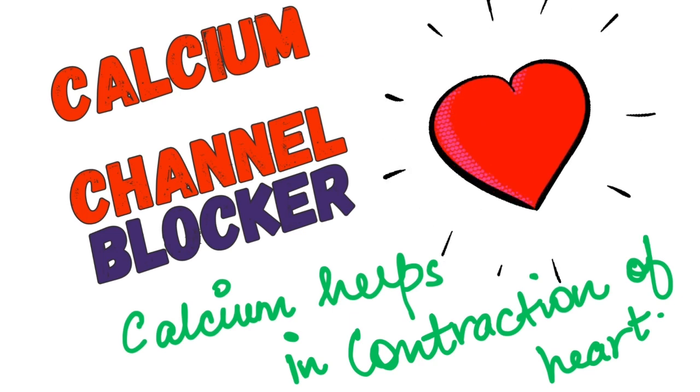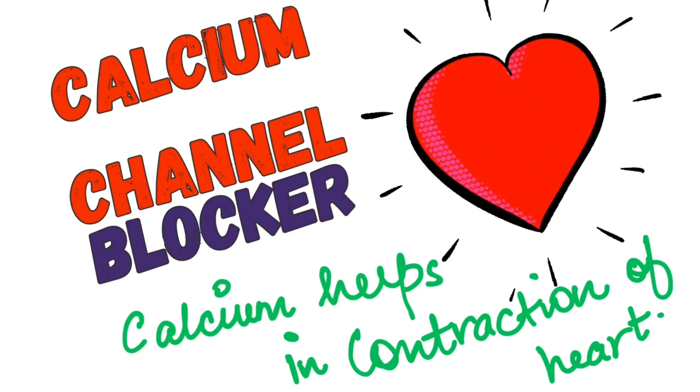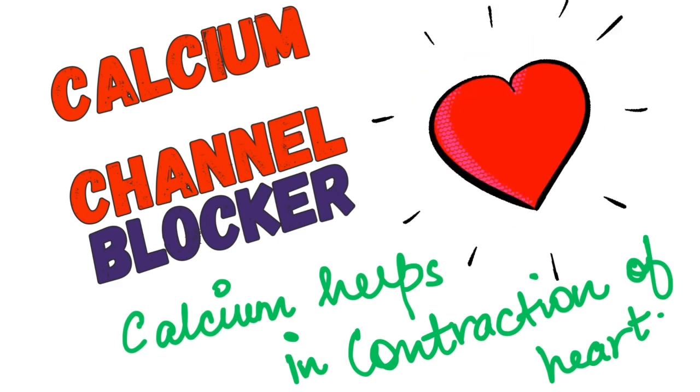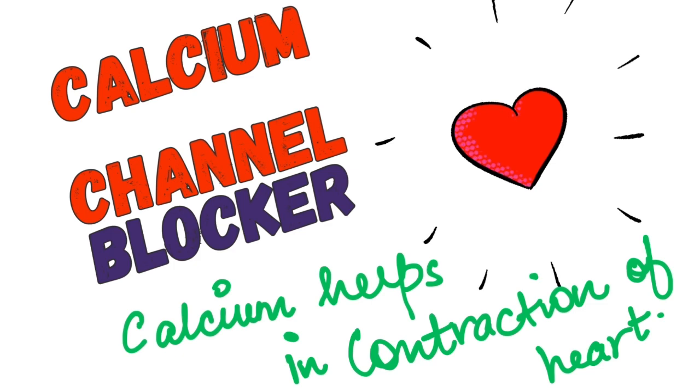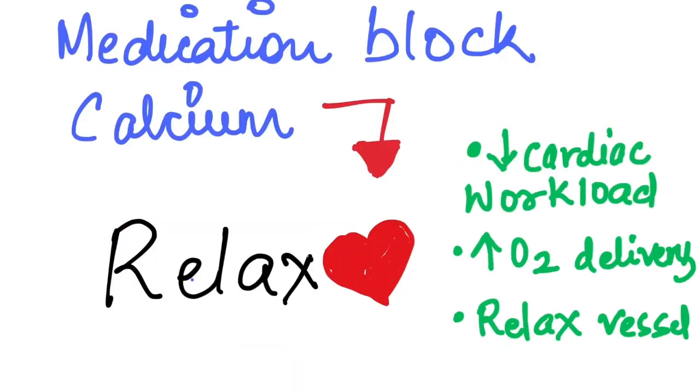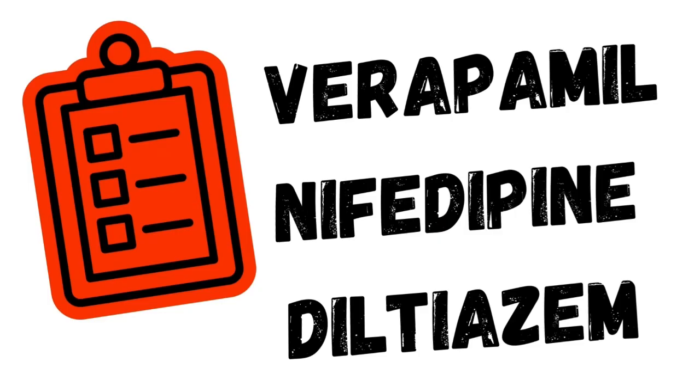Next category of drugs are calcium channel blockers. Calcium mainly helps in the contraction of the heart. As you can see in this diagram, the heart is contracting. Calcium helps in good contraction of the heart. How does the medication work? This medication will block the calcium, which will help in relaxation of the heart. Therefore, the cardiac workload decreases, oxygen supply increases, and your vessels relax. Examples are nifedipine and diltiazem. These are examples of calcium channel blockers.